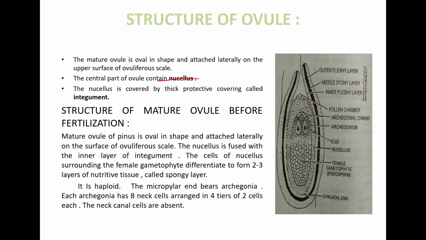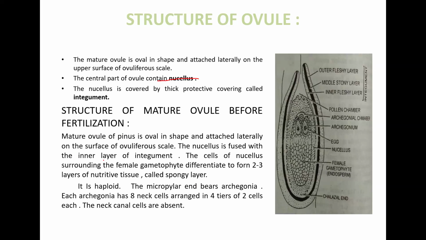The ovules of gymnosperms are covered by a single integument, two integuments, both, or none? The answer is that it is only a single integument; we call it a unitegmic ovule. Now, the mature ovule of Pinus is oval in shape, and all this I told you.